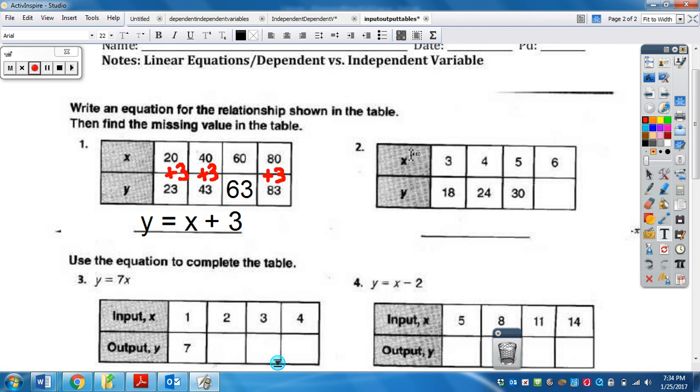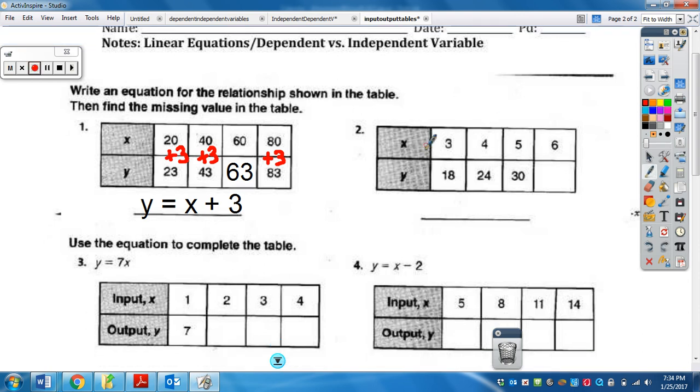Moving on to number 2. Look at your pattern. Try to figure out what's happening to your x to make your y. So the first thing that I think of is, well, maybe it's plus 15, because to get from 3 to 18 I would add 15. But I have to make sure that that rule works for each one of these. So if I added 15 to 4, would that give me 24? Is that true? No, that's not true, so that can't be the pattern.